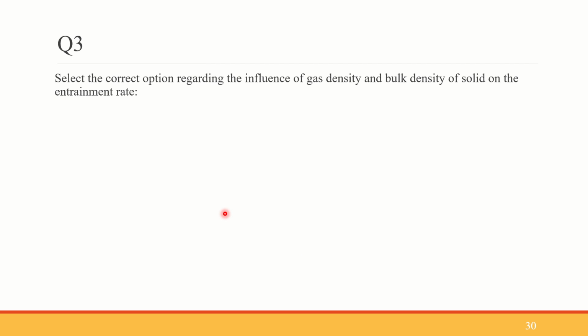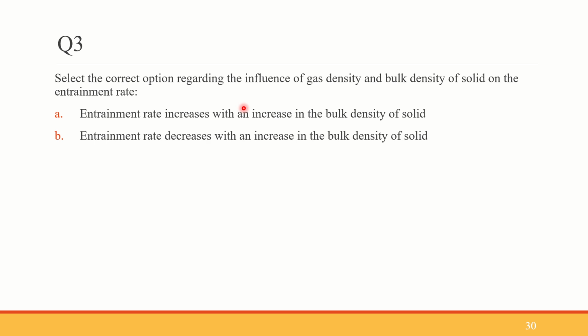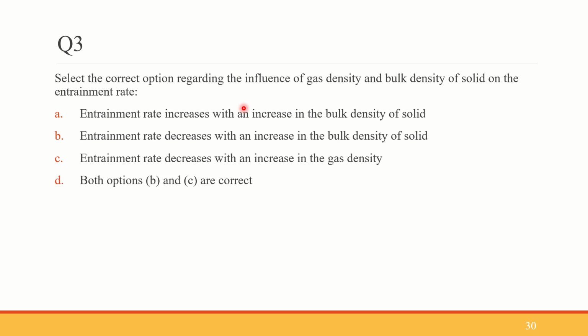Question 3. Select the correct option regarding the influence of gas density and bulk density of solid on the entrainment rate. Option A, entrainment rate increases with an increase in the bulk density of solid. Option B, entrainment rate decreases with an increase in the bulk density of the solid. Option C, entrainment rate decreases with an increase in the gas density. Option D, both B and C are correct. So here we are asked to identify the effect of gas density and bulk density of solid on the entrainment rate.